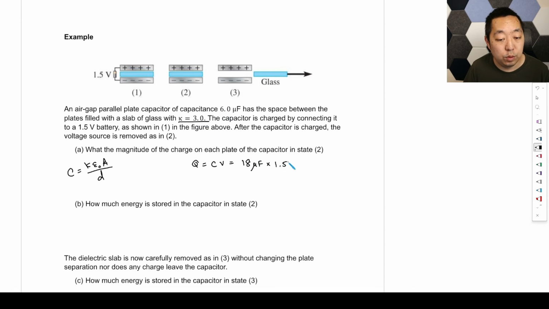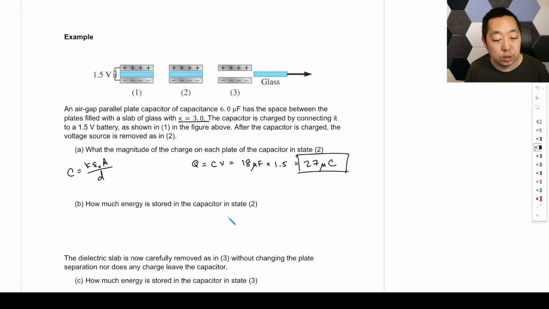And the voltage is 1.5. So that's going to be 27 microcoulombs, because it's times 10 to the negative 6. That will be the magnitude of the charge on the plates, C times V. And see, we did the dielectric constant 3 times 6 to make it 18 because of that.